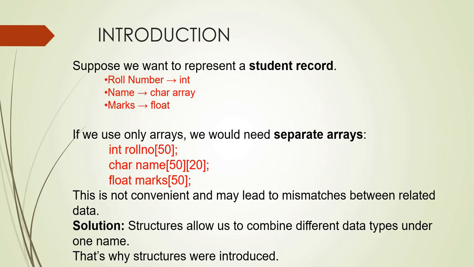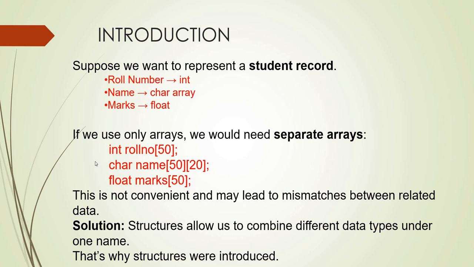Imagine that there is a situation where we need to represent a student record which contains the roll number, name, and marks. We know that these three things contain three different data types. That is, roll number belongs to integer data type, name belongs to character array, and marks belongs to float data type, right? So there are three different data types that need to be present in a student record.